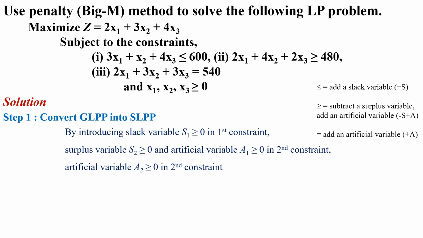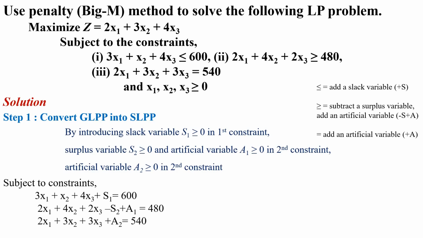In the given LP problem, the first constraint has the less than or equal to inequality symbol, so introduce a slack variable, that is, add a positive slack variable, consider S1. The second constraint has the greater than or equal to inequality symbol, so introduce the surplus variable and also an artificial variable, that is, subtract surplus variable minus S2 and add an artificial variable plus A1. The third constraint has the equal to symbol, so add an artificial variable, that is, plus A2. Here S1, S2, A1, A2 are greater than or equal to 0.